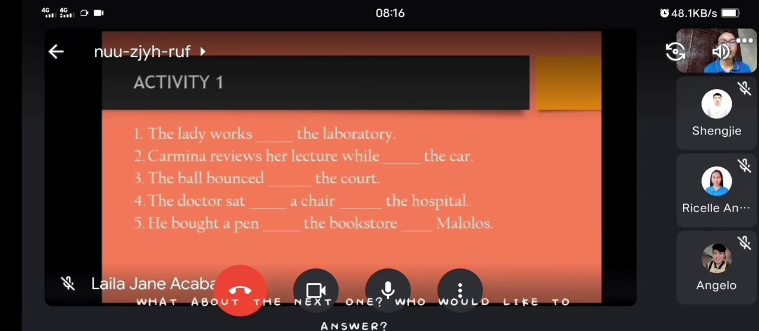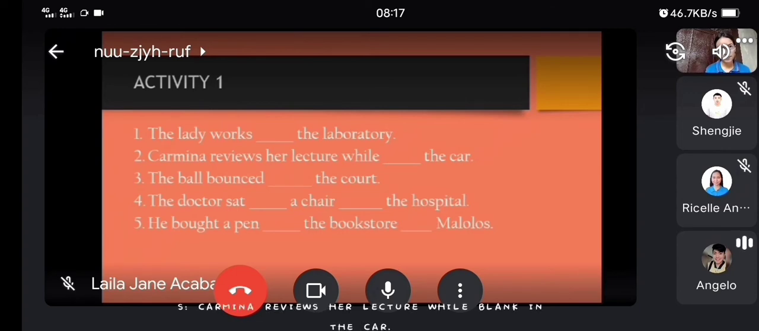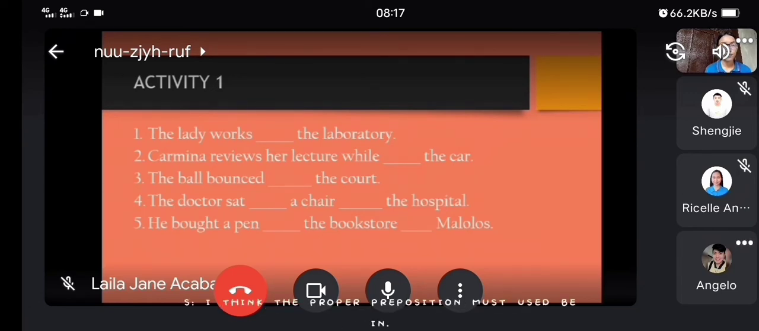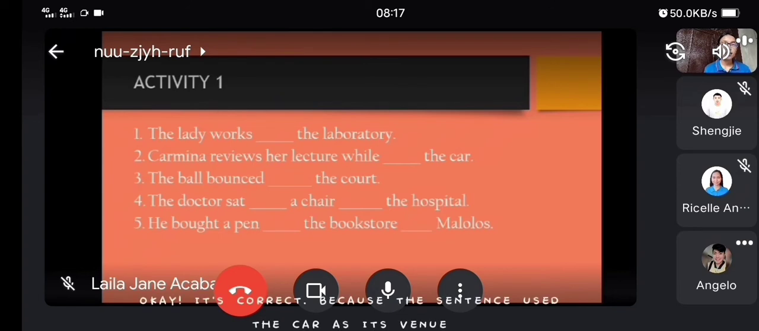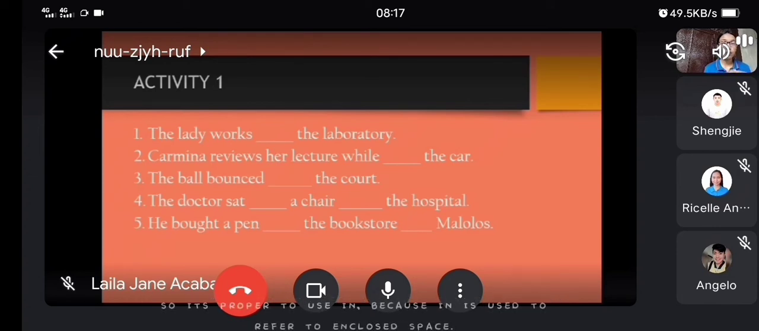What about the next one? Who would like to answer? Ma'am. Okay, Angelo. Carmina reviews her lecture while blank the car. I think the preposition must be in. Carmina reviews her lecture while in the car. Okay, it's correct. Because the sentence used the car as its venue. So it's proper that we use in because we use in to refer to an enclosed space.